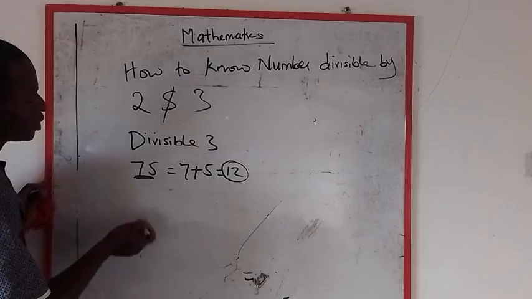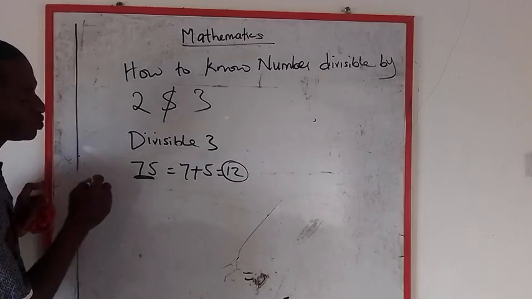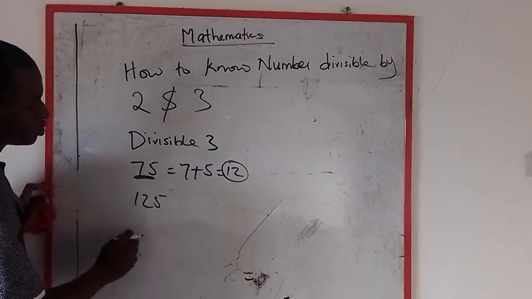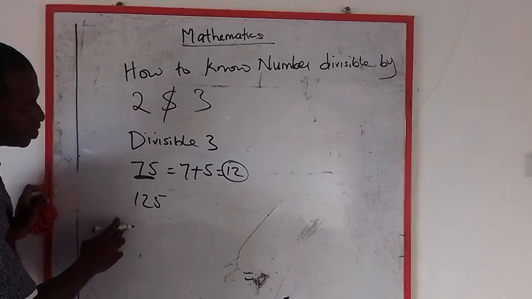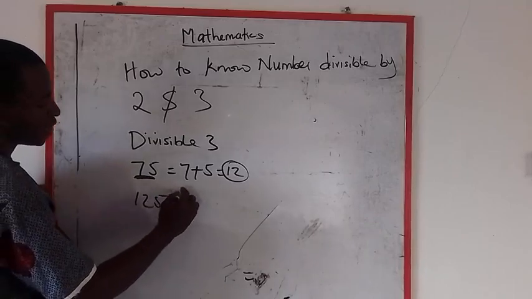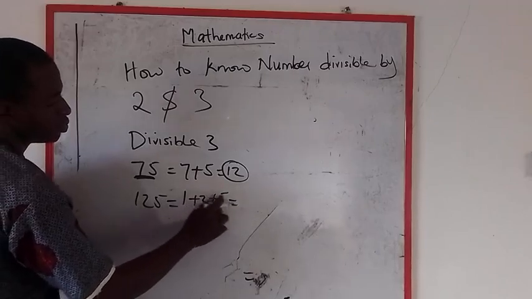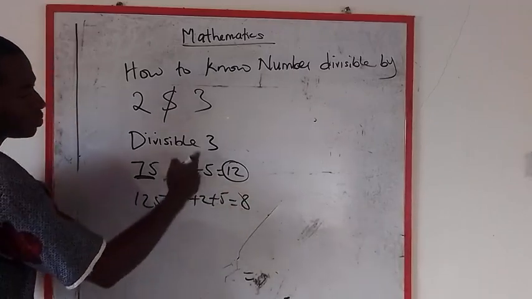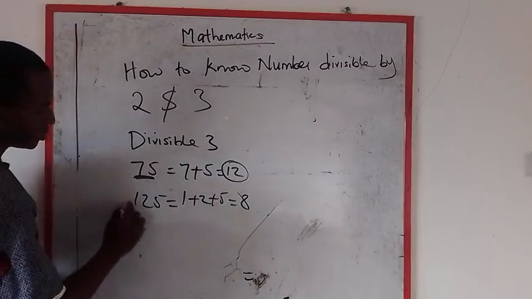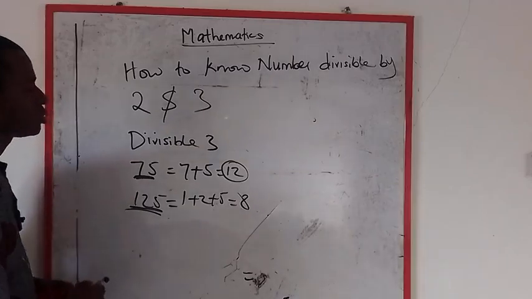If we have something like 125, let me check whether it's divisible by 3. I can tell you from here whether it's divisible by 3 or not. It's not divisible by 3 because when we have 1 plus 2 plus 5, that will give us what? 8. 8 is not a multiple of 3. So with this number, 3 cannot go without remainder.